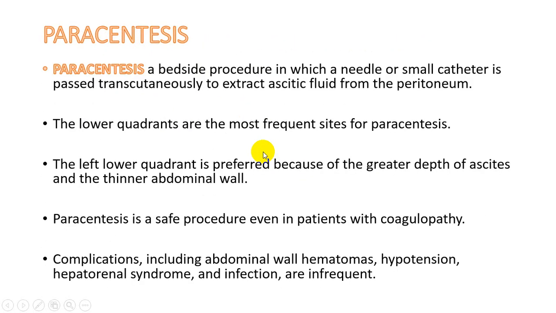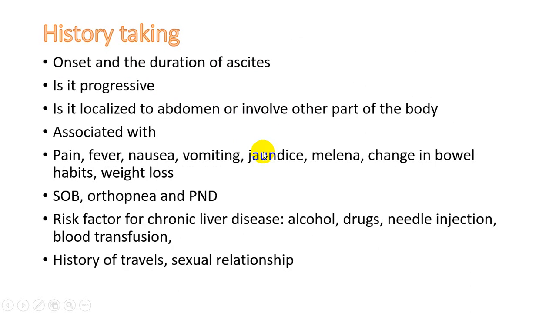How do we diagnose or approach patients with ascites? Number one, by history taking. We should specifically ask about the onset and duration of the ascites to see whether it is an acute or chronic process. Is it progressive? Is it localized to the abdomen or does it involve other parts of the body, like bilateral leg swelling, testicular swelling, scrotal edema, or maybe facial puffiness and facial swelling?